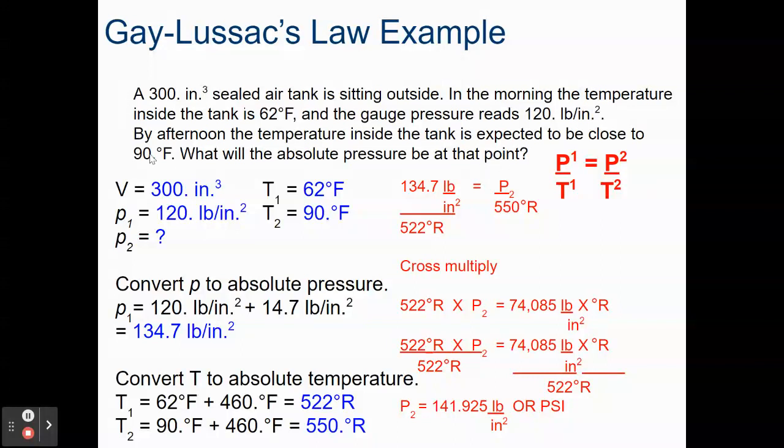Really easy. Here's what we know. 300 cubic inches for volume 1 and 120 for our pressure 1. Temperature 1, 62. Temperature 2, 90 degrees Fahrenheit. And our pressure 2, we don't know. Look at the last sentence. What will the absolute pressure be? Pressure 2, we don't know.